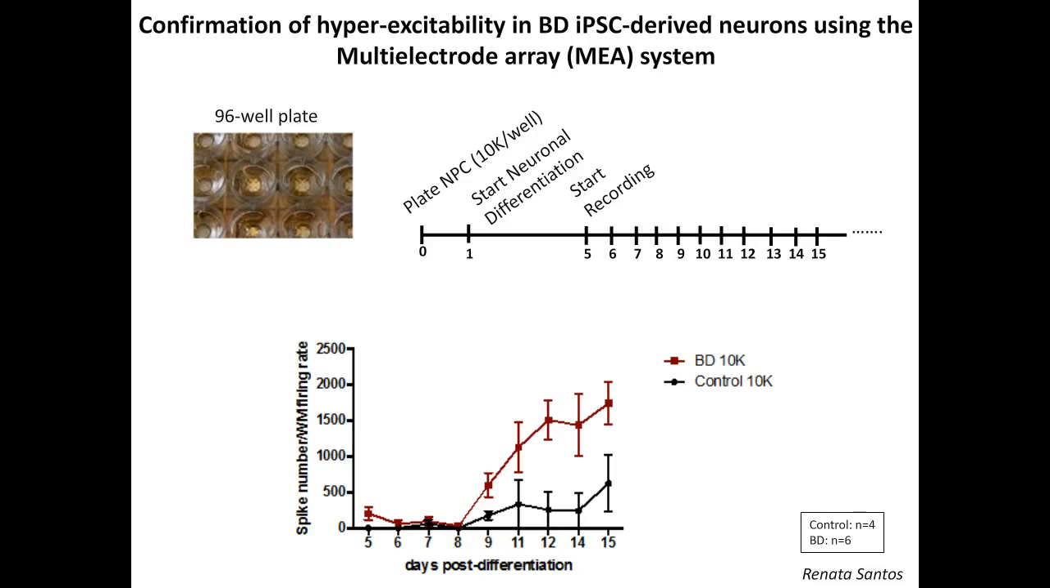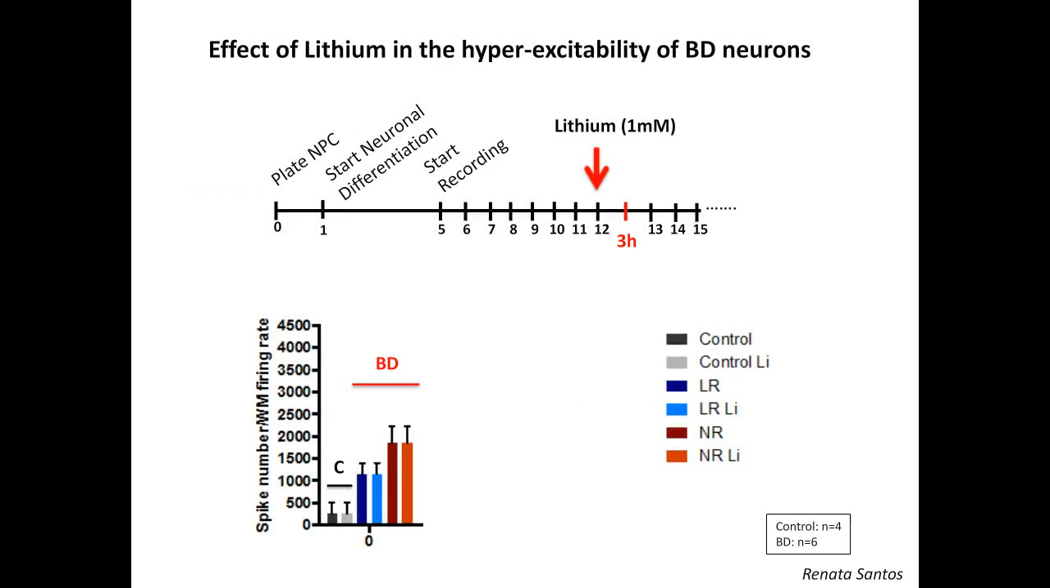We then treated the cells with lithium on day 12, and we wanted to see if we could recover the hyperexcitability selectively in responsive patients. Important to point out here, we performed those experiments in a 96-well MEA plate, which allowed us to have a lot of replicates to test.